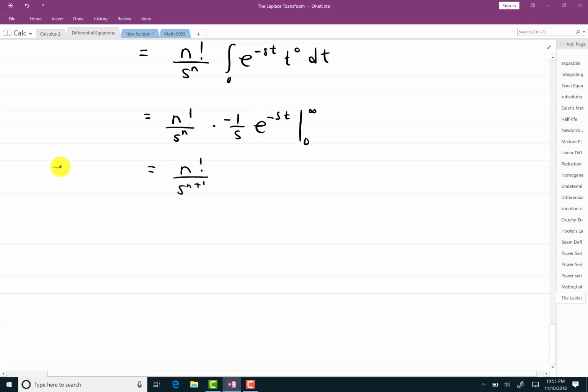In case you didn't know, what I'm doing is starting a catalog of different Laplace transforms of different functions, pretty much common functions that we use.